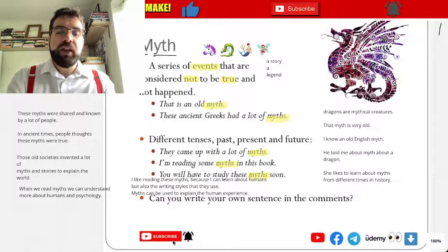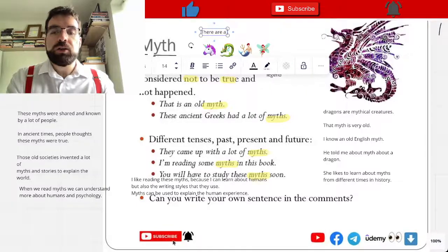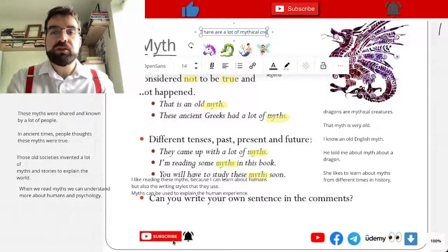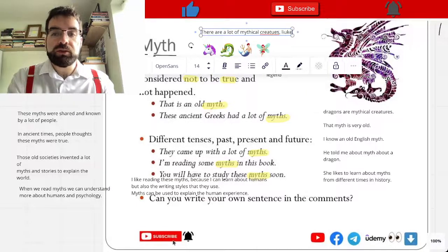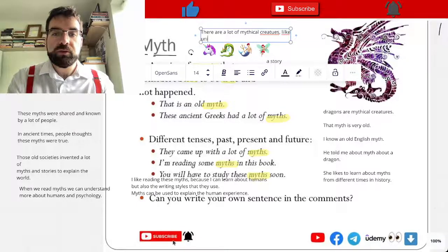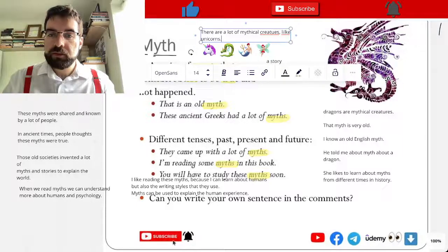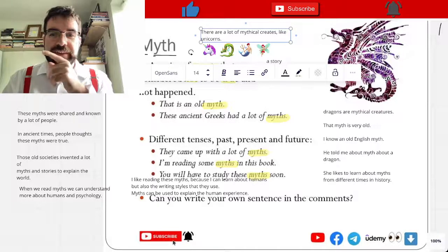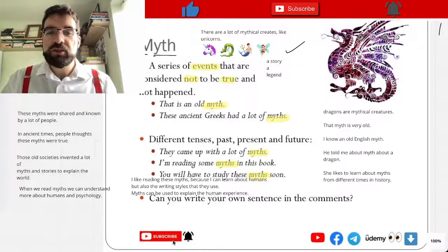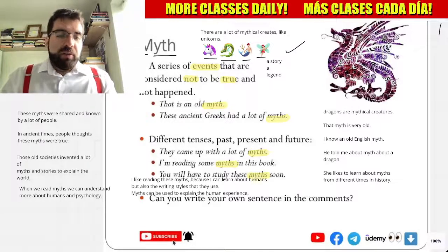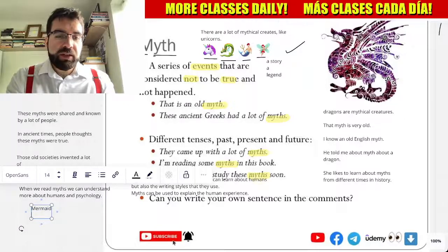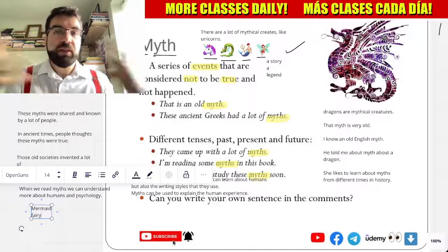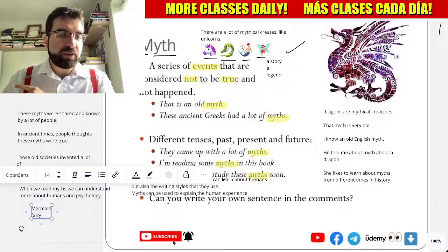But there are a lot of mythical creatures, like unicorns. How cool is that, language explorers? So unicorns, dragons, mermaids, fairies. Mermaid, fairy. How cool is that, language explorer?